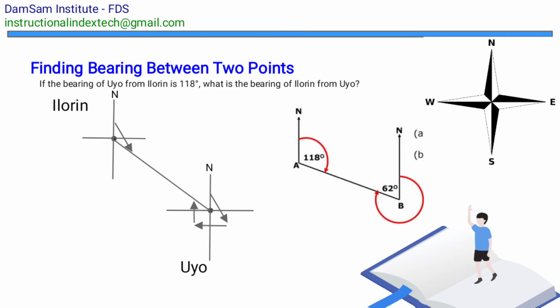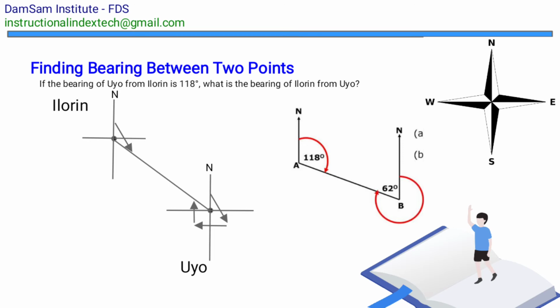So 118, that is Ilorin. Then Uyo, look at this 62. That 62 is the latter part that would make 360 complete. And how do we come about finding that 62? That 62 is the remaining angle that will make 180 degrees complete at Ilorin.